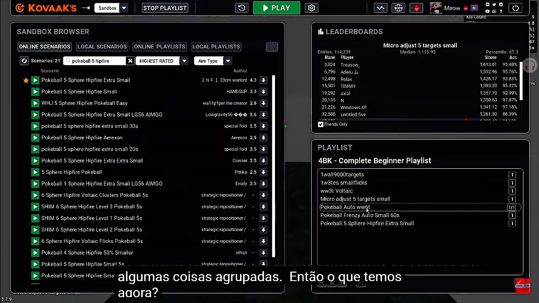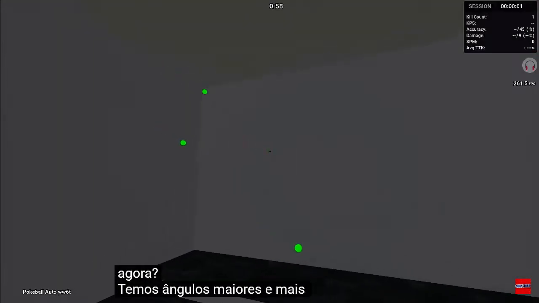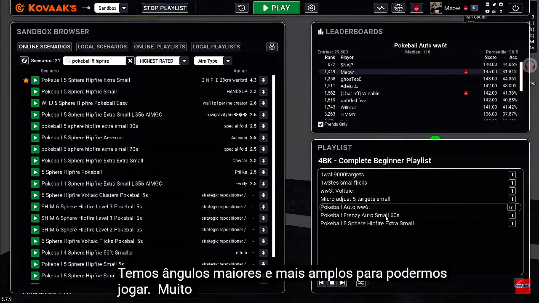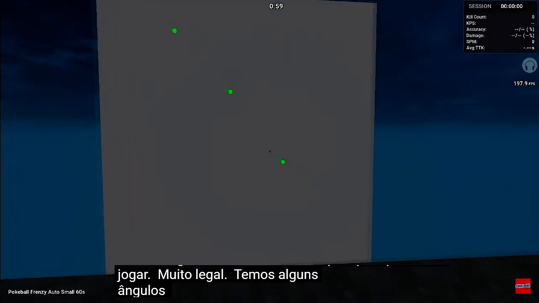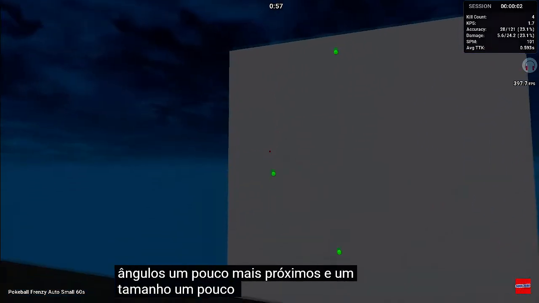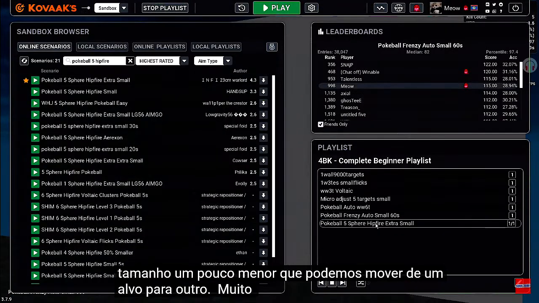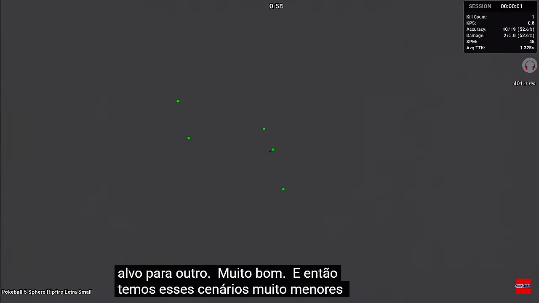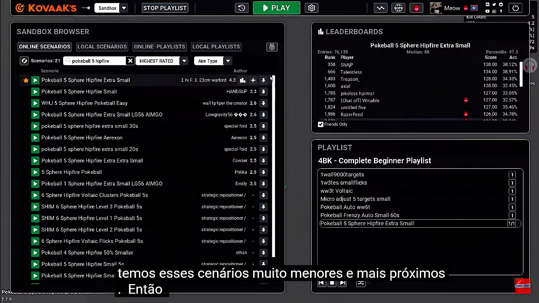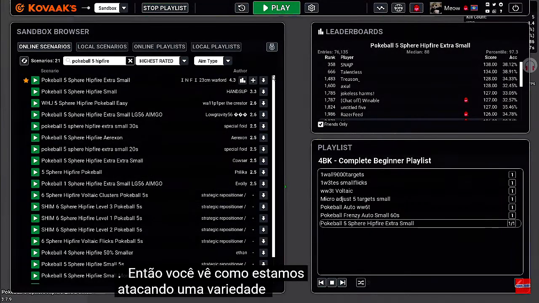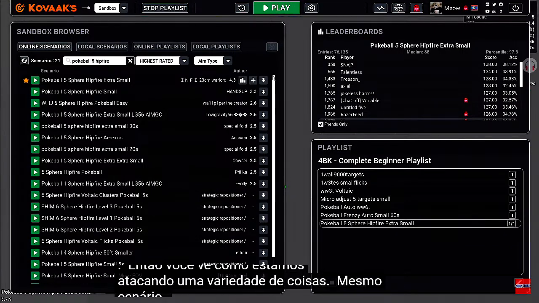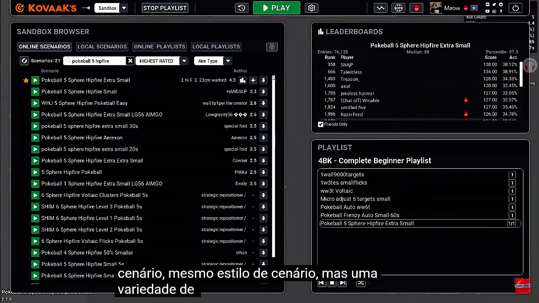So what do we have now? We have wider, larger angles that we can play. Really cool. We have some a little bit closer angles and a little bit smaller size that we can move from target to target. Really good. And then we have these much smaller, closer scenarios. So you see how we're attacking a variety of things. Same scenario style, but a variety of angles.